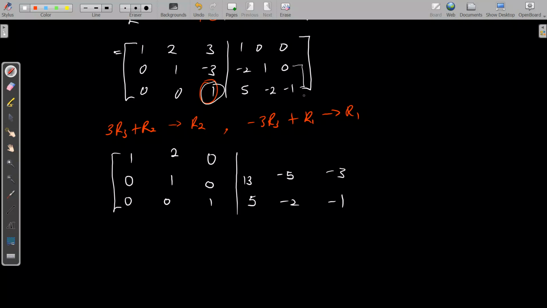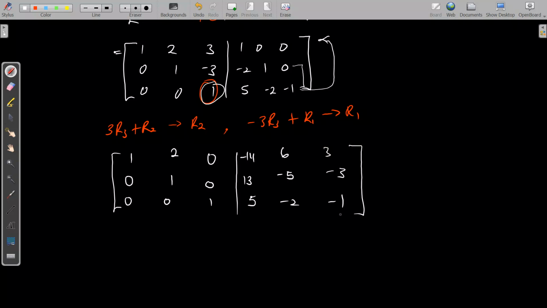Now between the third row and row 1, it is negative 3 times row 3 plus row 1. So negative 3 times 5 is negative 15 plus 1 is negative 14. And then negative 3 times negative 2 is 6 plus 0 is 6. And negative 3 times negative 1 is 3 plus 0 is 3.